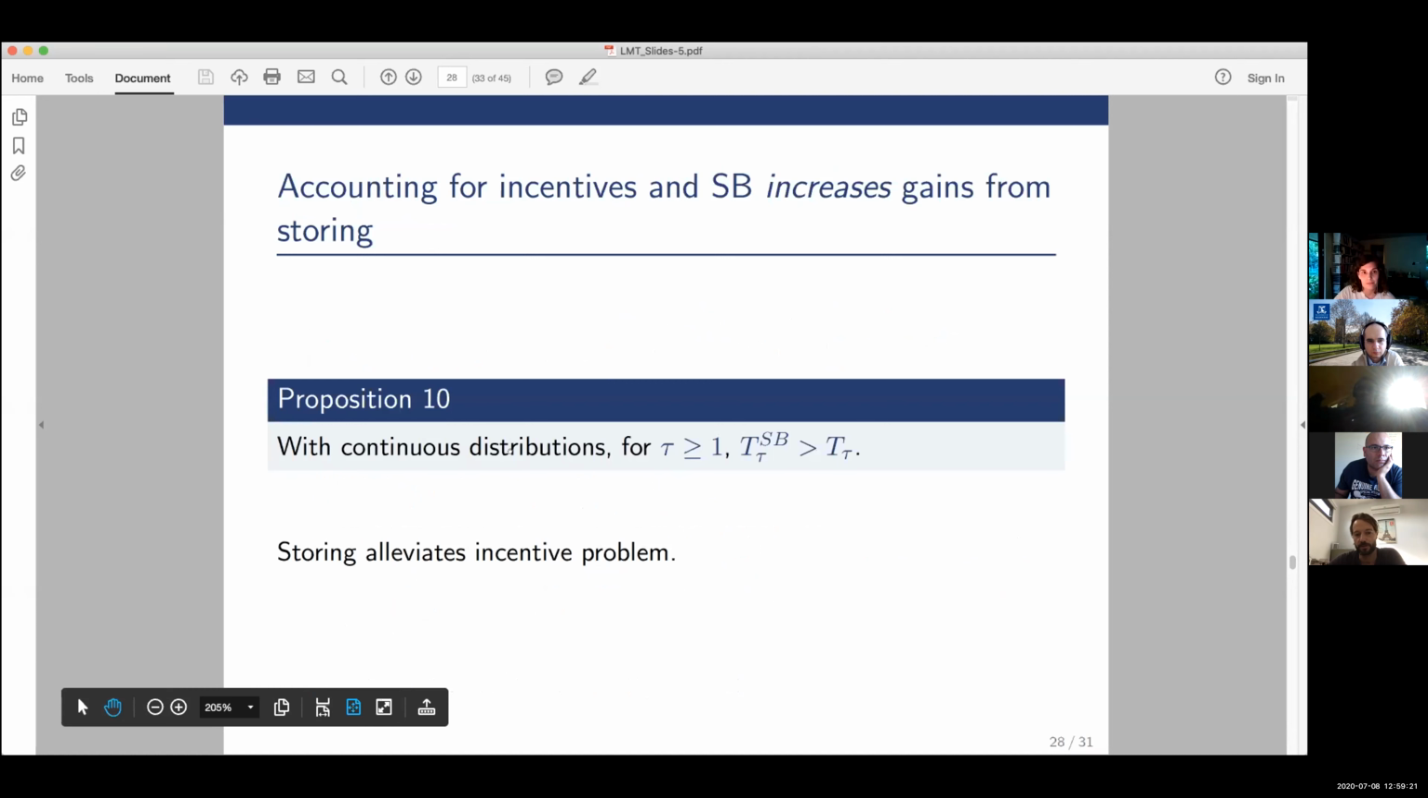Okay, and so here the result is that with continuous distributions for tau, as soon as you store some agent, once you account for second best mechanism, you have a strict inequality. So the increase in market thickness is even larger once you account for incentives. And the reason is that storing alleviates the incentive problem. And so that's sort of the channel feature that we had for the posted price mechanism and the binary types. There, the incentive problem is completely solved as soon as you store one agent. Here, this is not the case with continuous types, but you alleviate the incentive problem.